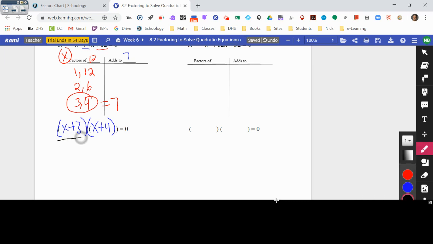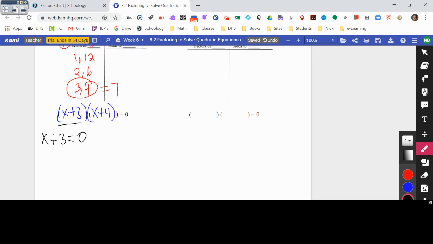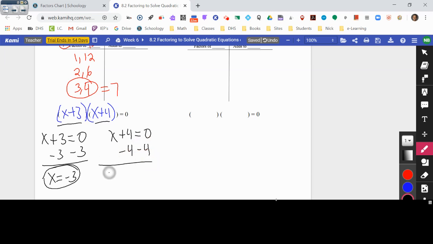And now I can set each one of these products equal to 0 because of that zero product property. So now I can subtract 3, and we get x is equal to negative 3. And I'm going to set this other product, x plus 4, equal to 0. Then I'm going to subtract 4 from both sides, and we get x is equal to negative 4.